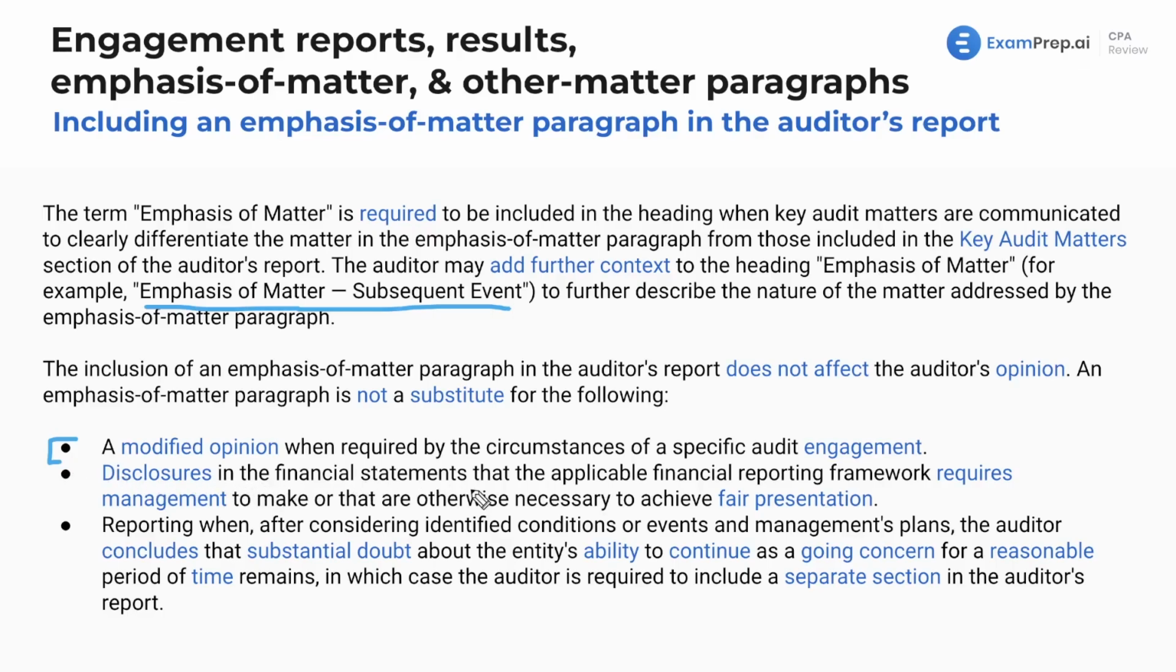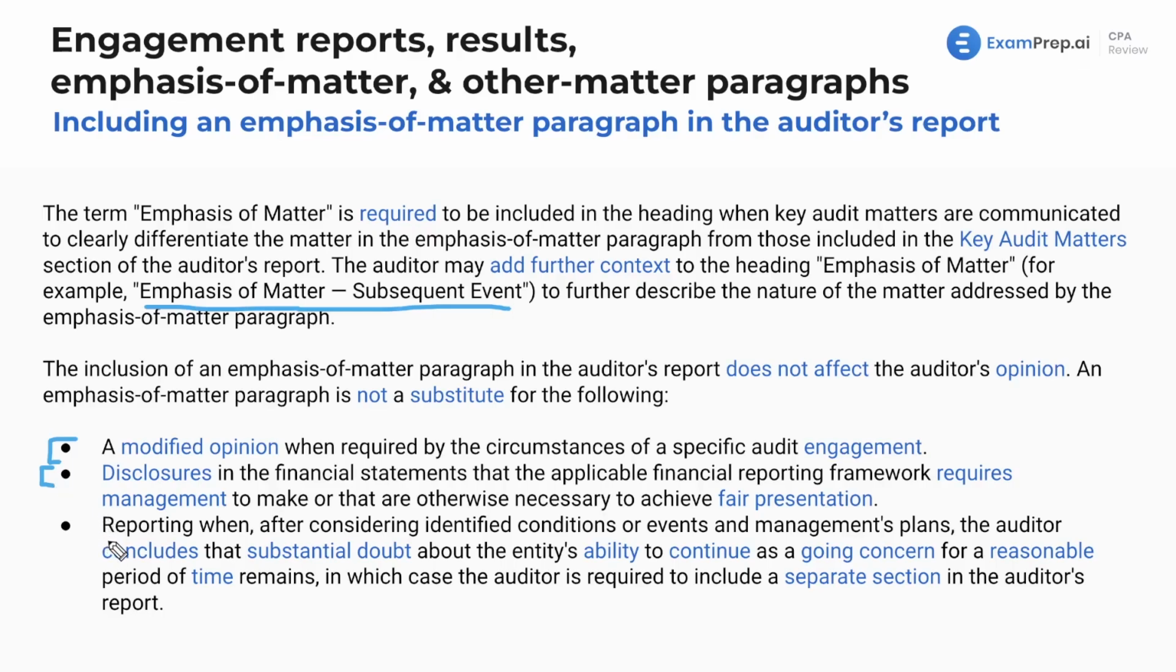It's also not a substitute for disclosures in the financial statements that the applicable financial reporting framework requires management to make or that are otherwise necessary to achieve fair presentation. So what this is saying is if management does not put a proper disclosure in that's required of them, you can't just go and put an emphasis of matter paragraph instead of that. No, that's not an excuse. It's not letting management get away with not including those appropriate disclosures. So just keep that in mind there.